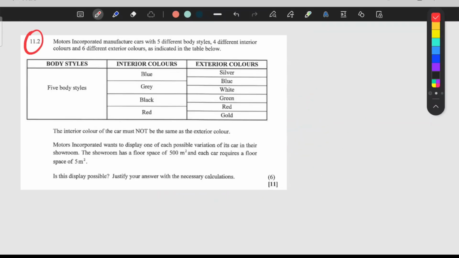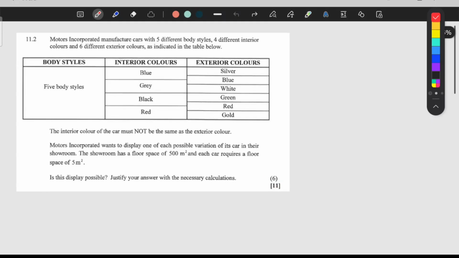Okay, 11.2 says the following. This is for 6 marks. So let's read. Motors Incorporated manufactures cars with 5 different body styles, 4 different interior colors and 6 different exterior colors. So that's the options.